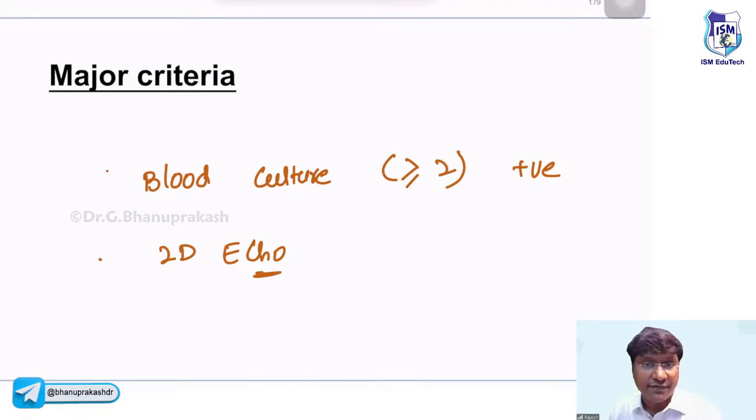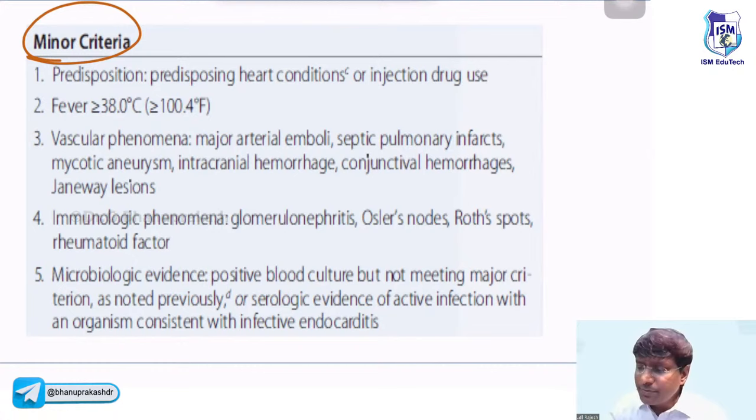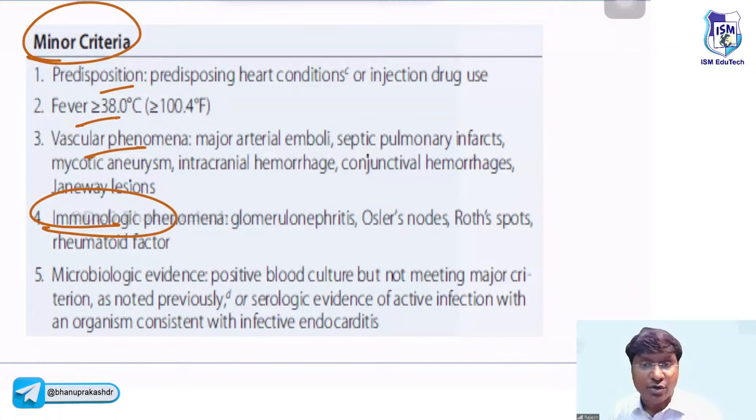And next important is the minor criteria. So for minor criteria, there should be presence of a pre-existing cardiac lesion, fever more than 38 degrees centigrade, and vascular phenomena, which is nothing but the presence of Janeway lesions, and immunological phenomena, that is your Osler's nodes and Roth spots, and microbiological evidence, that is in the form of a positive blood culture but not meeting the major criteria.